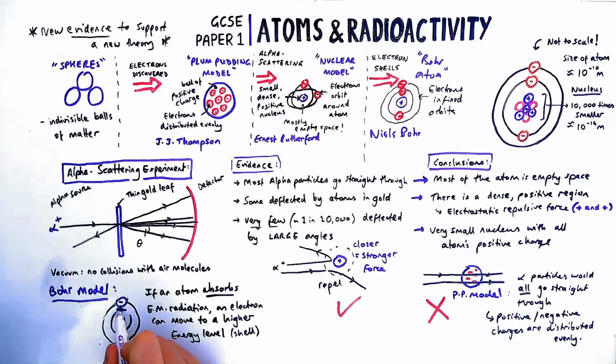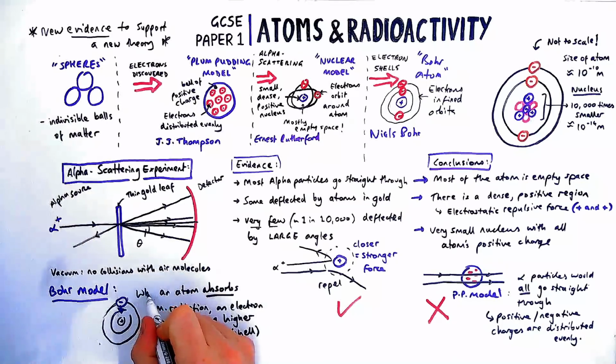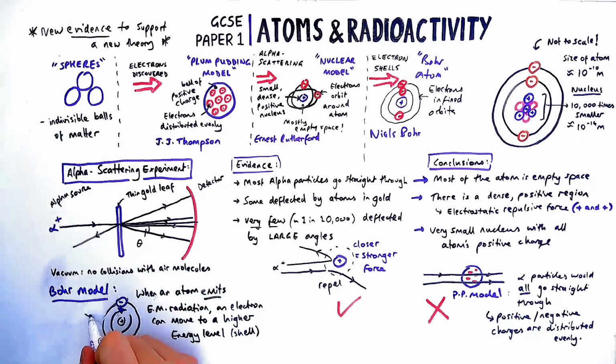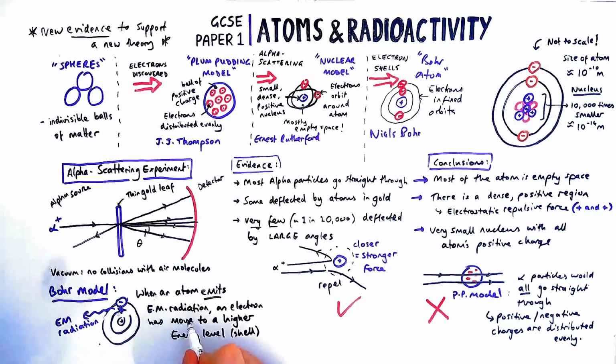Conversely, if the electron goes back down to a lower energy level, that results in electromagnetic radiation being emitted or given off. This is an example of energy conservation, where EM radiation being given off means the electron has lost energy, so the energy gets emitted as EM radiation.